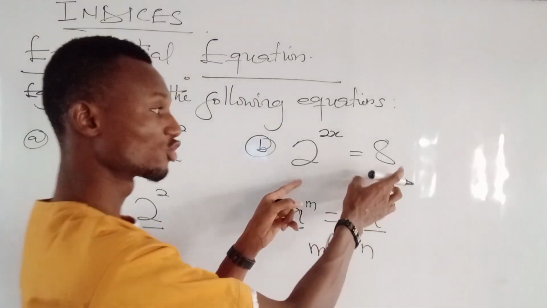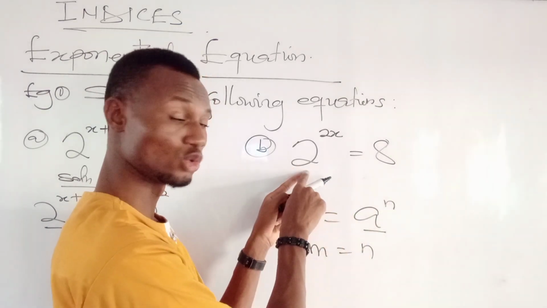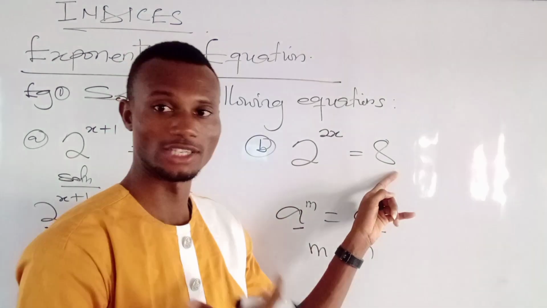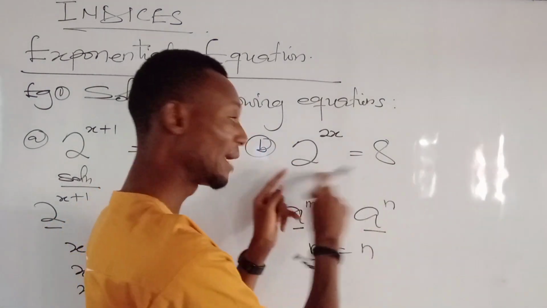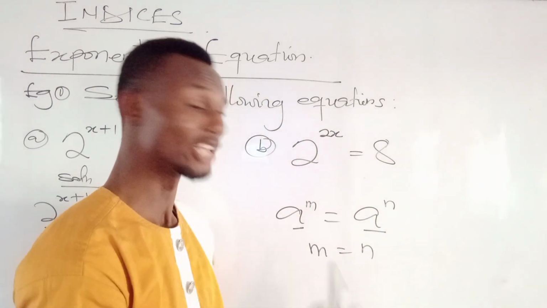So for us to solve this one, we have to make sure that they have the same base. Here is 2, but here is 8. So it means this 8, we need to make sure it looks like 2 to the power something, so that we'll have the same base as this 2, then we can equate the powers. So let's go ahead and do that.